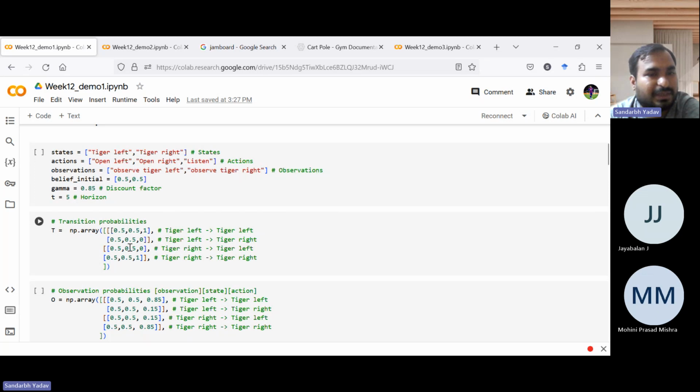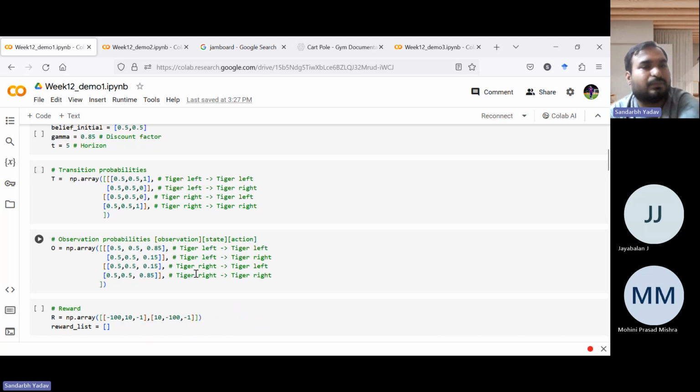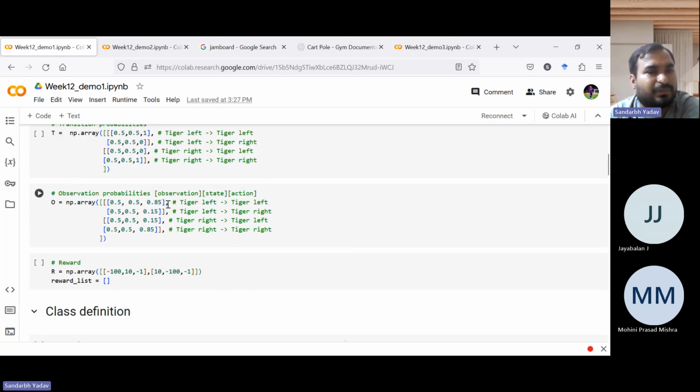And similarly, in a reverse manner, this probability will be flipped to 0, because if you are in tiger left and you are listening, you are not moving to tiger right state. And in a symmetric manner, this will happen for tiger right to tiger left and tiger right to tiger right. So these are the observation probabilities.